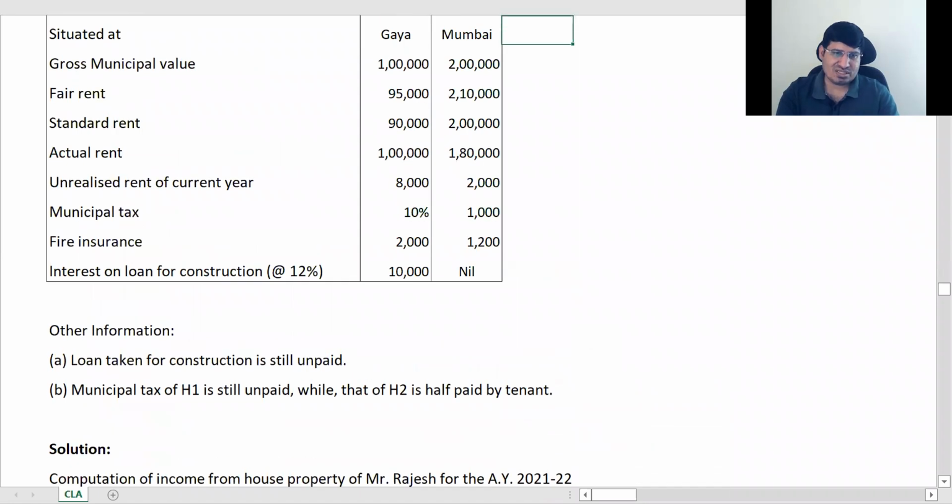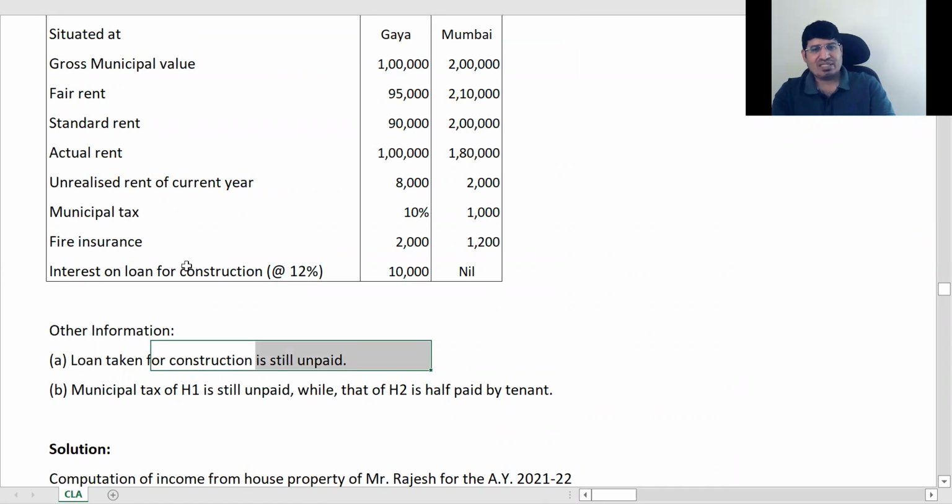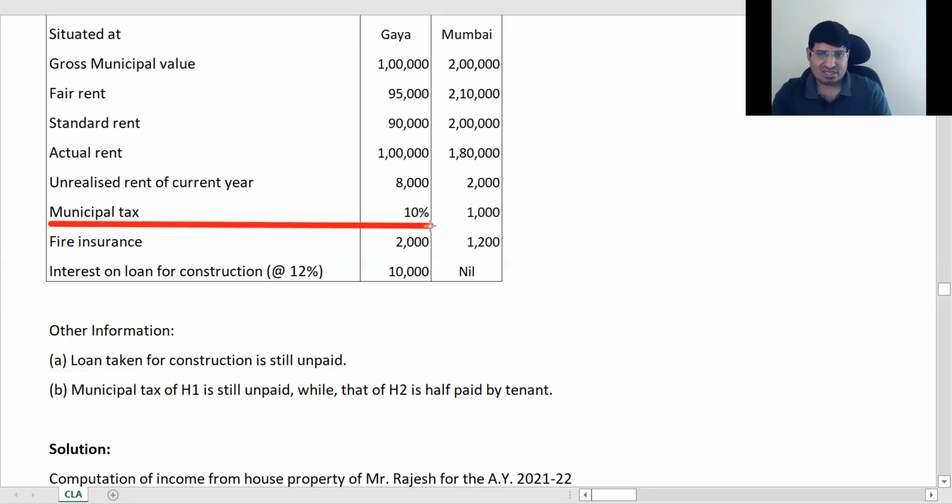Other information is given here. Loan taken for construction is still unpaid, meaning that you can take the deduction of interest on loan. For that, he has given this point. And then municipal tax of H1, this 10%, is still unpaid, so you will not get any deduction for H1 because it's unpaid. And H2 is half paid by tenant, so you'll get only 500 for H2. So this is all the data of the problem for us.